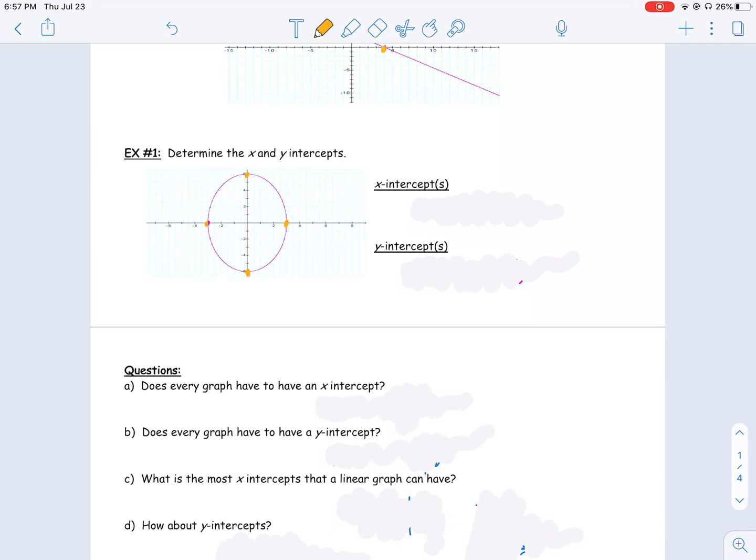Now they're points, so we need to make sure that we write them as points. So where does this oval touch the x-axis? Well, I noticed that it touched at the points (3, 0) and (-3, 0). It also had y-intercepts at (0, 6) and (0, -6). Intercepts are points, so we need to make sure that we write them as ordered pairs. All right, that was kind of easy because the graph was already given to us, and all we had to do was notice where it touched the x and y axis and then write them as points.